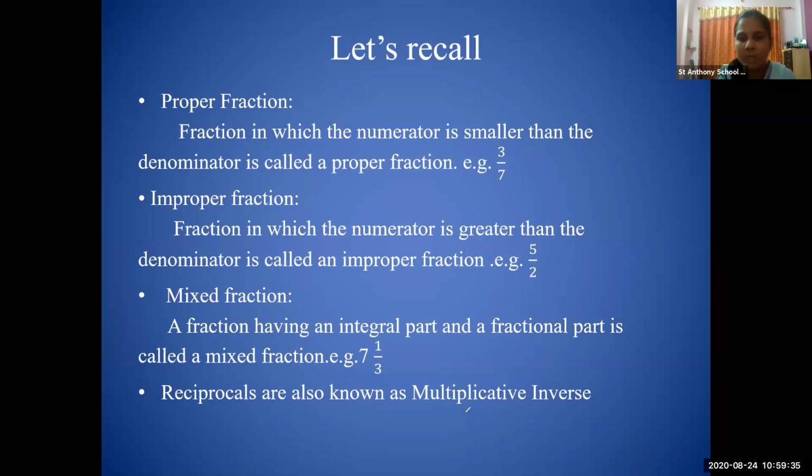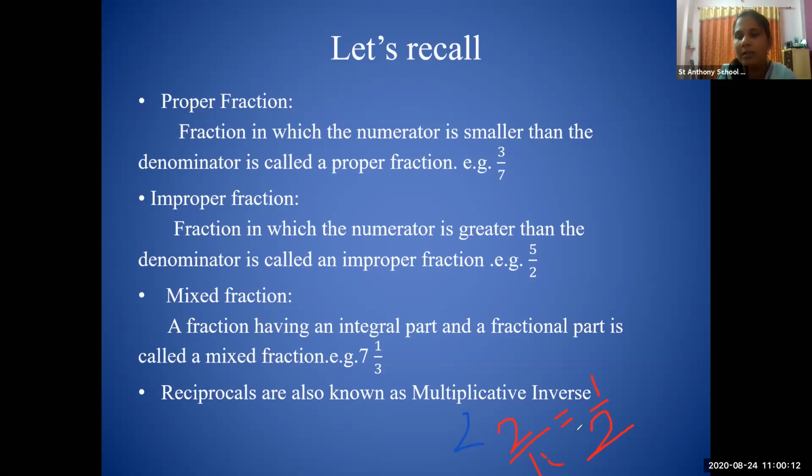For example, if 2 is there, the reciprocal of 2 is 1 upon 2. What is the meaning of reciprocal? It means the fraction is inverted, upside down. For example, 2 is there. 2 means 2 upon 1; we can write 2 as 2 upon 1.